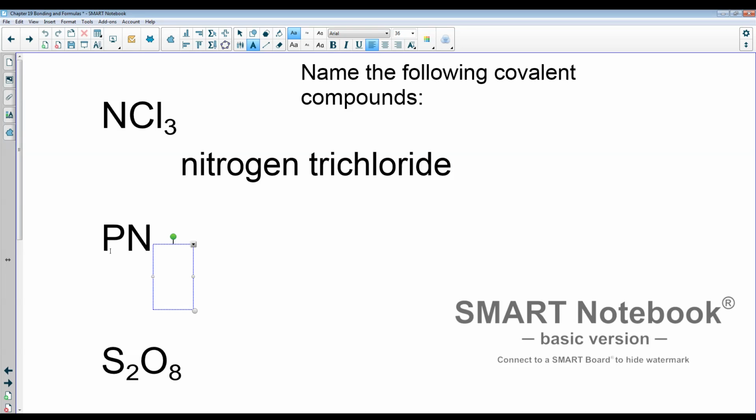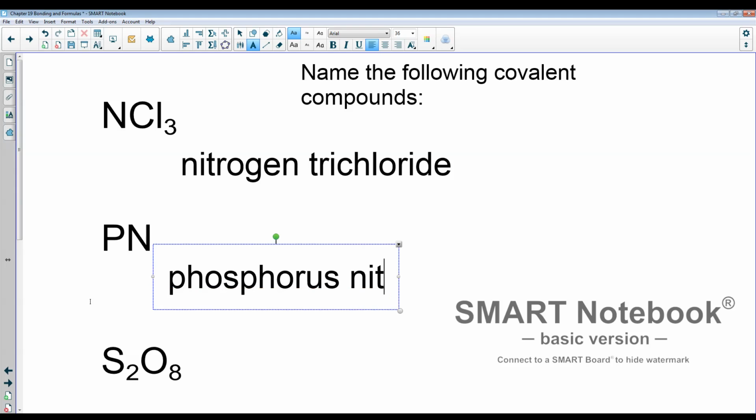The next one is phosphorus and nitrogen. Normally I would call it phosphorus nitride. But I need prefixes in here to indicate how many. I have 1 nitrogen and 1 phosphorus here. So I would put a mono for 1 nitrogen. I have 1 phosphorus as well, but remember I still can't start with mono. So I'm just going to leave it this way.